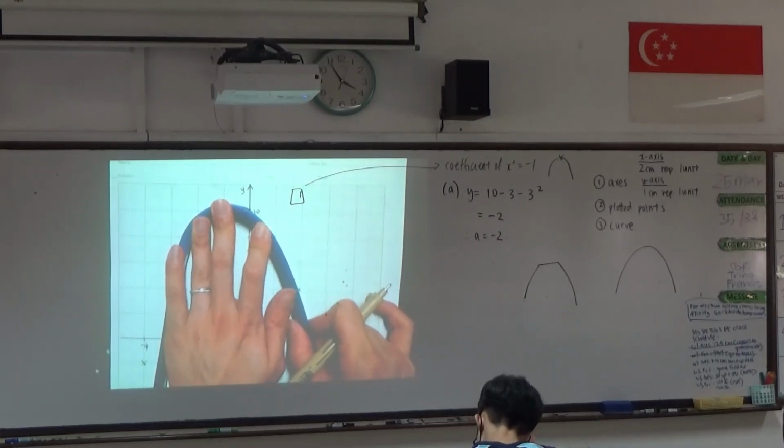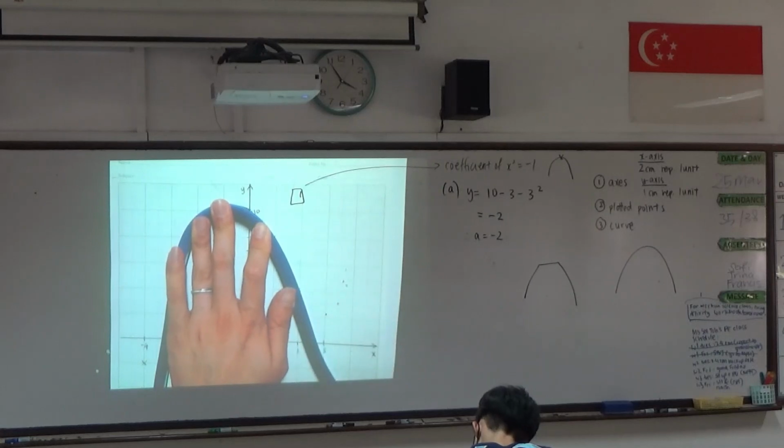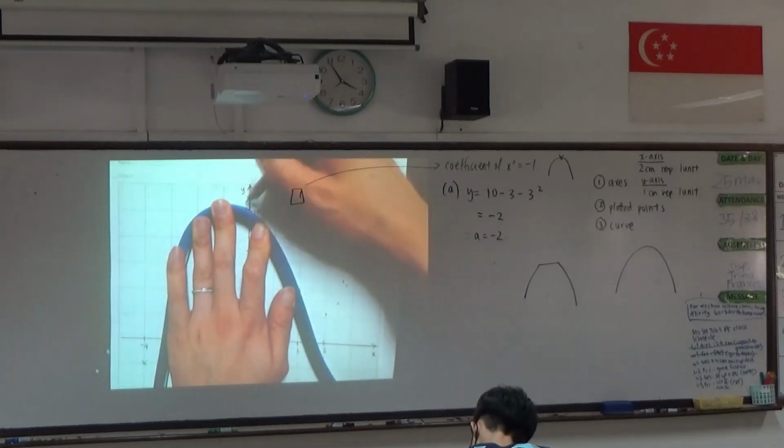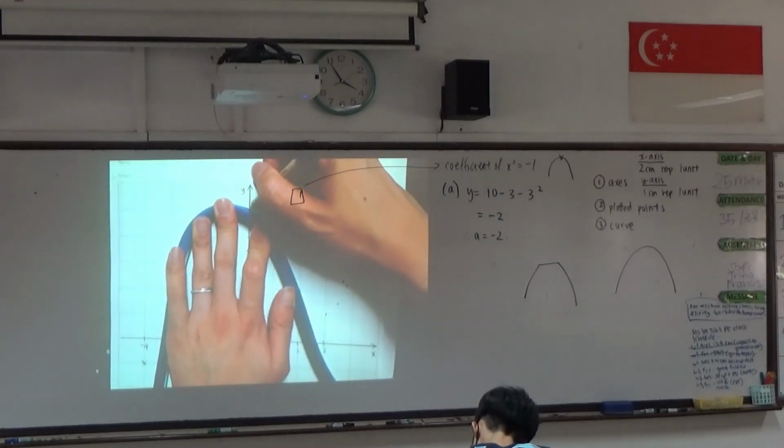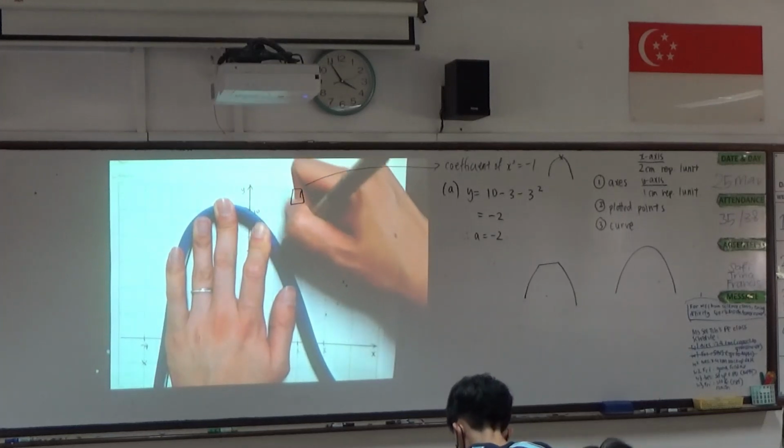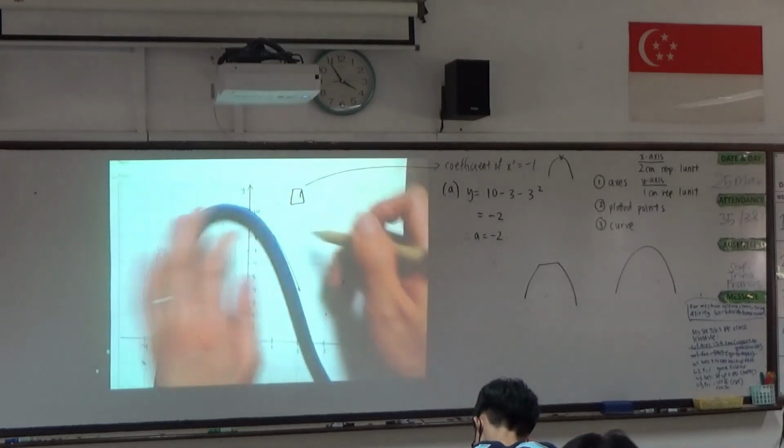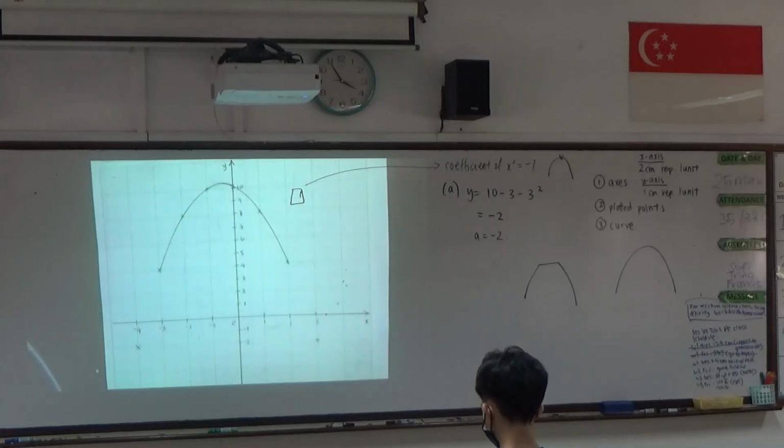How I hold my curve ruler down. I'm a right-hander, so I will use my left hand to hold the curve ruler down firmly. Spread out your fingers. And then connect it like that.